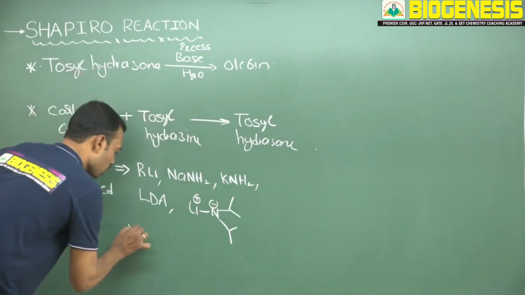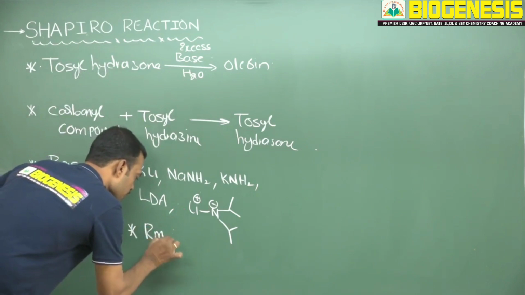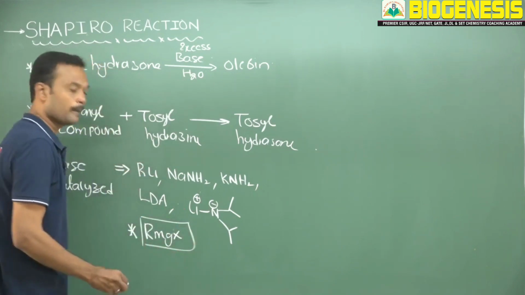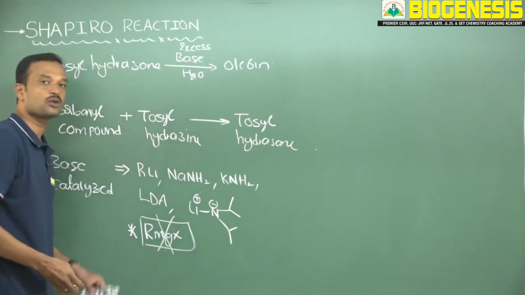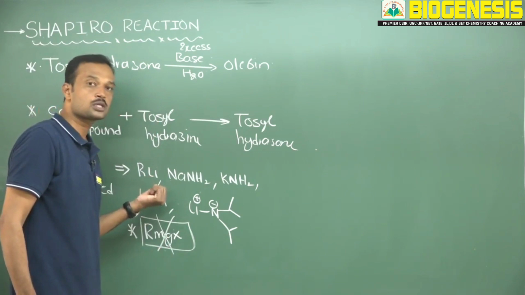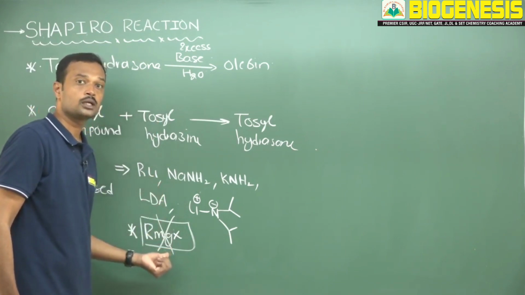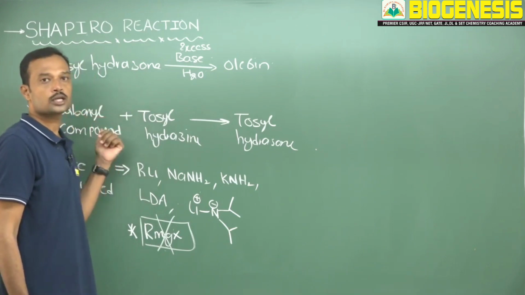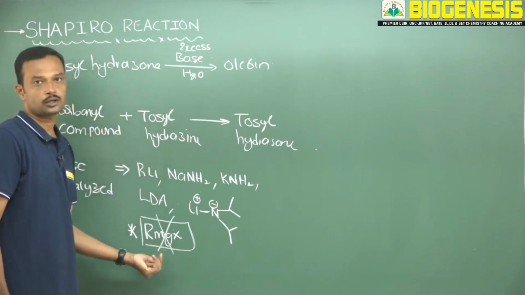In this reaction we can't use Grignard reagent. RMgX is not going to be used as a base. That is the key difference between lithium OMC and Grignard reagent. We know lithium OMC is a more powerful base as compared to Grignard reagent, whose basicity is sufficient to remove the proton from tosyl hydrazone but not from Grignard reagent.